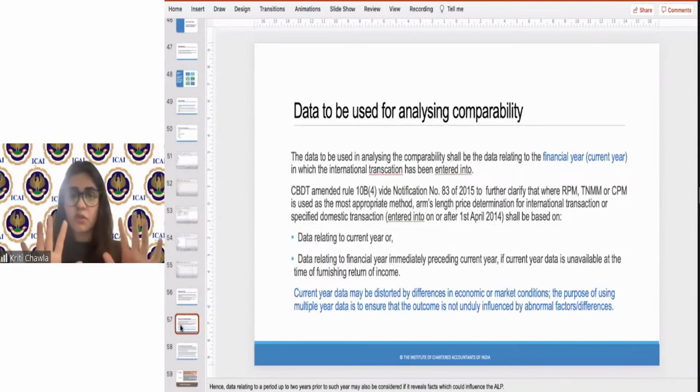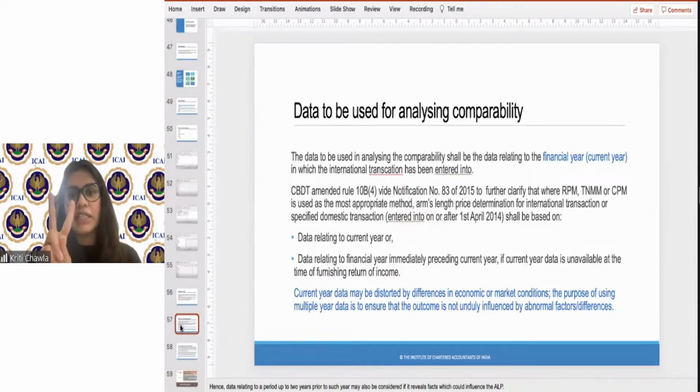So generally, the data that you need to use for comparability is going to be the financial year, the same year that your transaction has entered into. But they somehow say that current year data might not be available. For current year data, you cannot see anything. It might be distorted, etc. So they said that you can actually use data of up to 2 years. But for that, they have a few conditions.